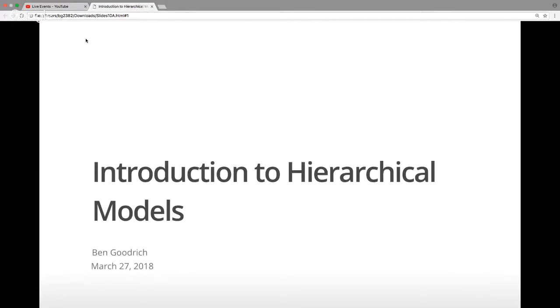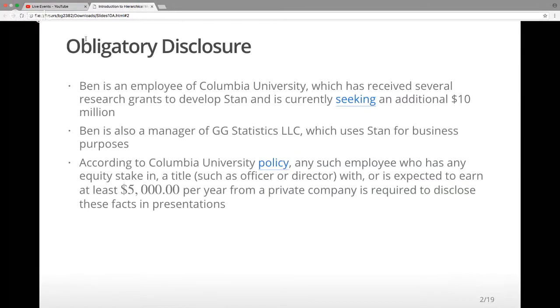So this week we're going to be talking about hierarchical models, and like every week we have to talk about the fact that I'm an employee of Columbia. Columbia develops Stan for business purposes, which creates an appearance of a conflict of interest. Perhaps this disclosure is less inapplicable this week than most weeks, because insofar as businesses are interested in using Bayesian analysis, it is almost always to do hierarchical modeling.